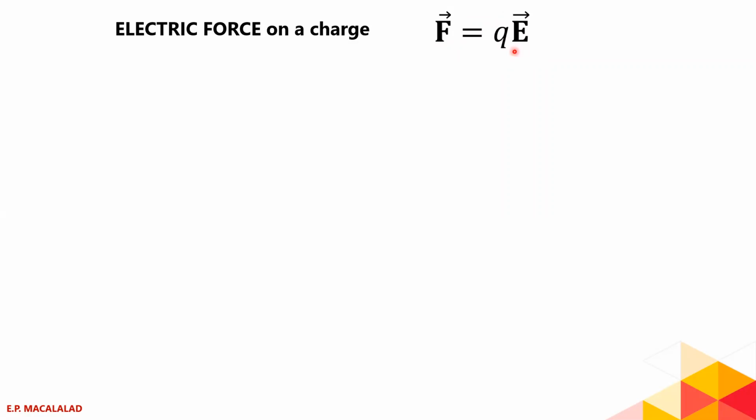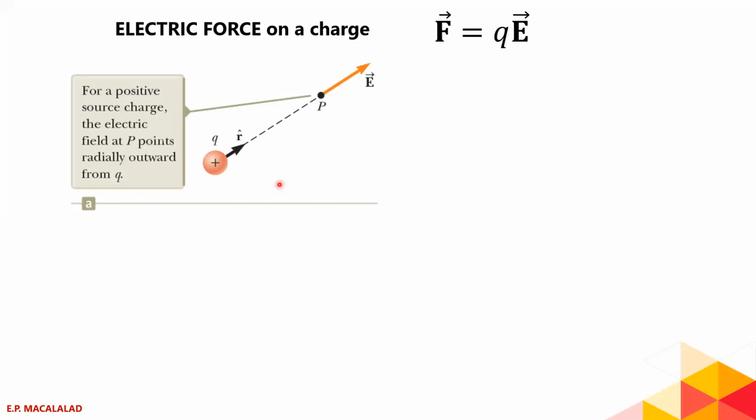Number one, it tells you how large or strong the force exerted on this charge is, and the direction of the force. For example, we have a positive charge here and we want to find the electric field at a certain point. Because this is a positive charge, the electric field points radially outward from your charge. So at point P, the electric field is directed away from the charge.